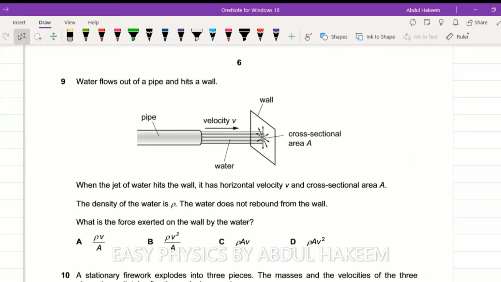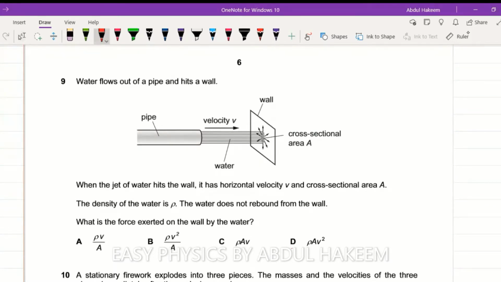Now move to the next. Water flows out of a pipe and hits the wall. When the jet of water hits the wall, it has horizontal velocity v and cross-sectional area A. The density of the water is rho, and the water does not rebound from the wall. What is the force exerted on the wall by the water?